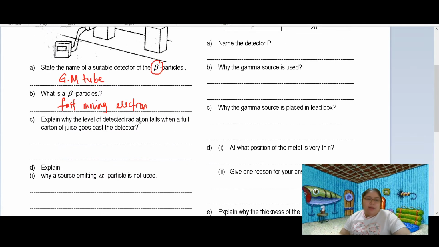Okay, explain why the level of radiation at the detector falls when a full carton of juice goes past the detector. Why does the level drop? A full carton means over level. What happens to the detector radiation? It will drop. Why will it drop? Because the beta is absorbed by the fruit juice. Some of the beta is absorbed by the fruit juice, so the reading that passes through will drop. So we just write: beta particles are blocked by the fruit juice.